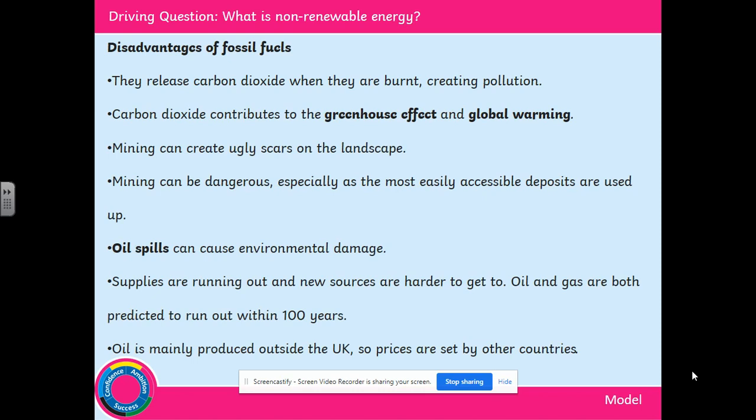All right. Oil is mainly produced outside of the UK. So prices are set by other countries. So we just buy the oils from different countries based on their pricing. All right.